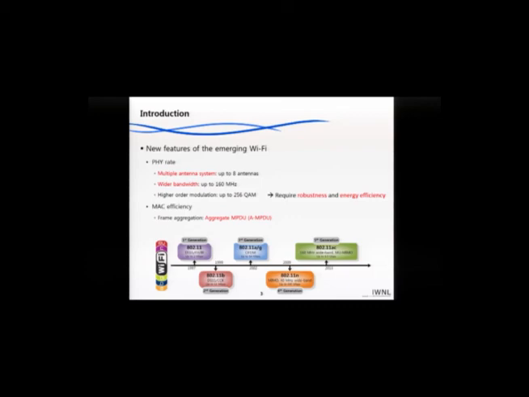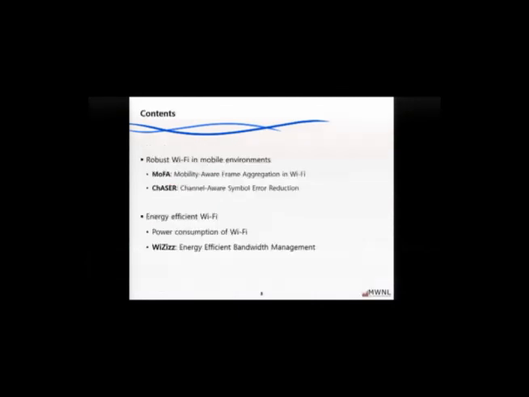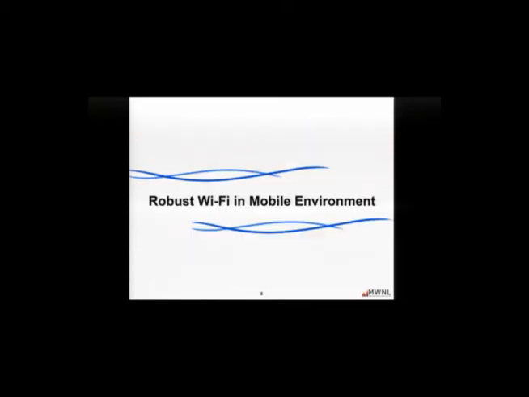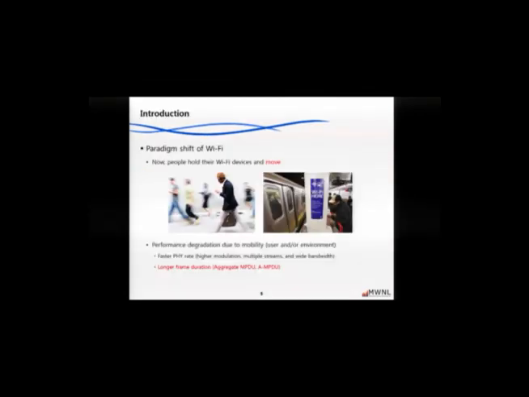It's good that we have all these features in the physical layer and MAC layer, but the downside is that as the transmission rate increases, the transmission might be less robust and involve more errors, and also might be more energy hungry. So in this talk, I'll talk about how to handle this robustness and how to make today's Wi-Fi more energy efficient.